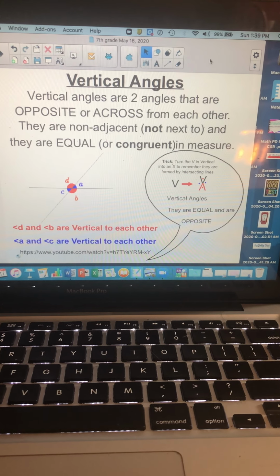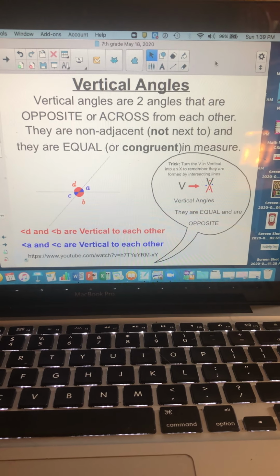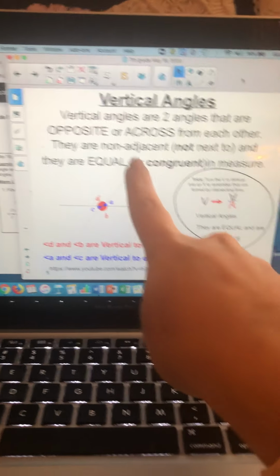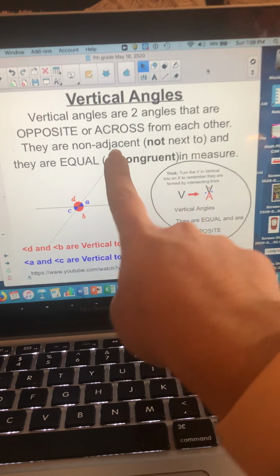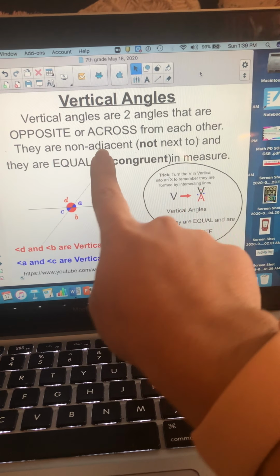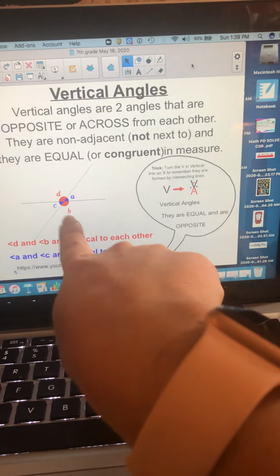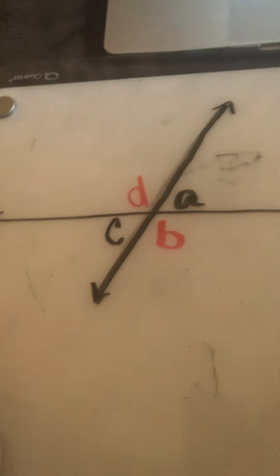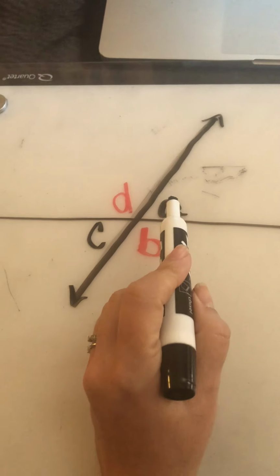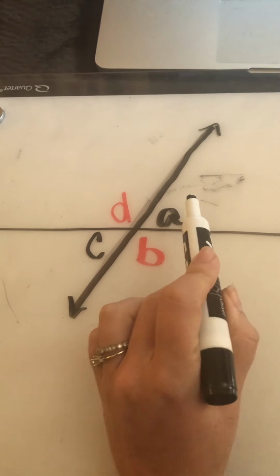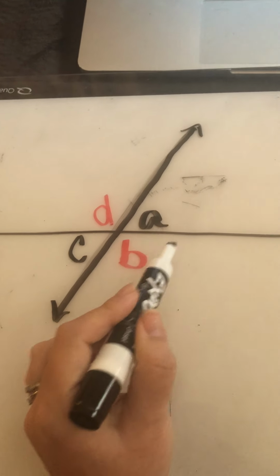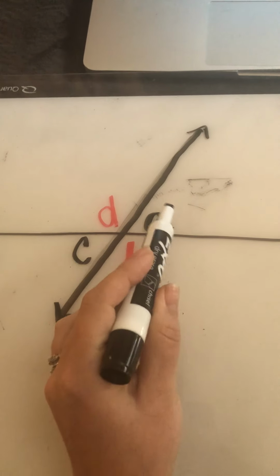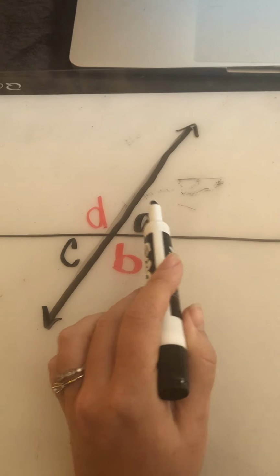And I'm just trying to see if there's any other vocabulary. Oh, non-adjacent. So I don't know if you guys have heard this before, but adjacent means next to. So vertical angles are non-adjacent because they are not next to each other. They lie opposite. Okay, so I made this picture here just to show you as well. So A would be vertical to C because they're opposite each other. They're also non-adjacent. Adjacent would be next to. So like A would be adjacent to B. But in order to be vertical, you have to be opposite each other.